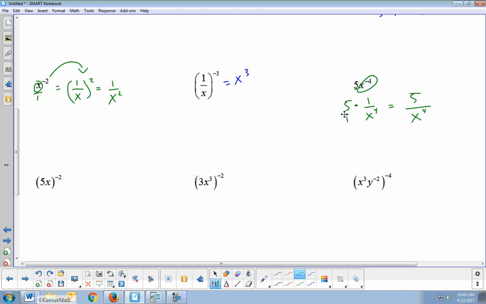This is 5 over 1. And you just multiply the top, multiply the bottom. And when you multiply fractions, don't cross multiply. That's when you have an equal sign between them. But just multiplying fractions, just multiply top, multiply bottom.